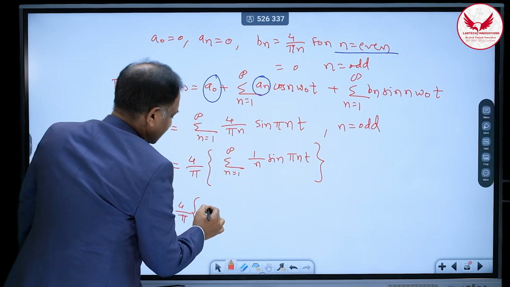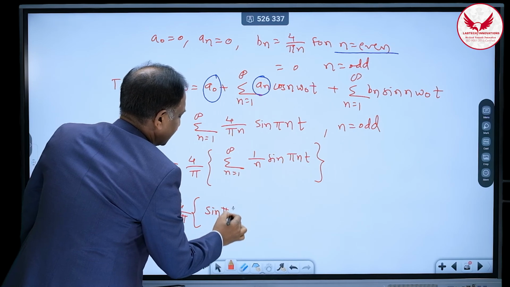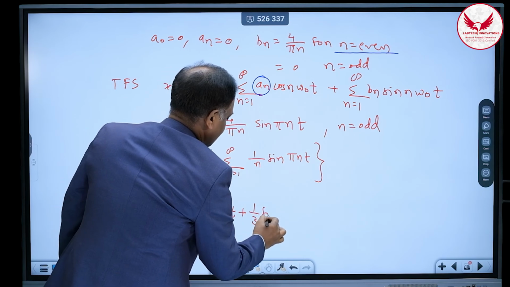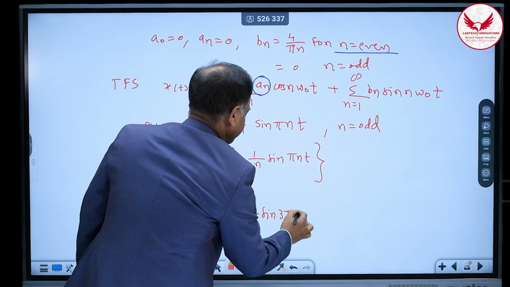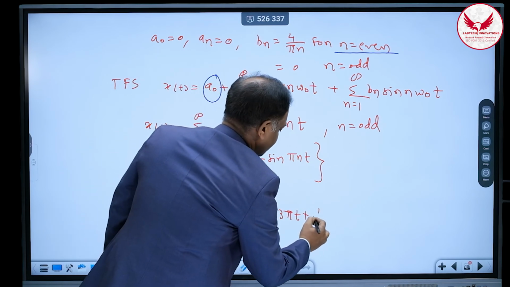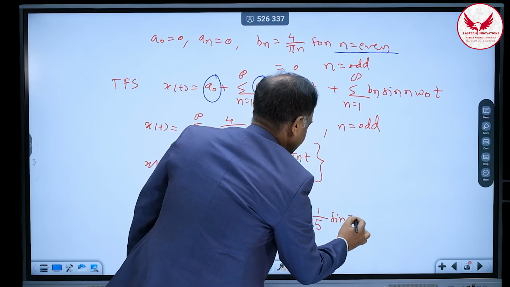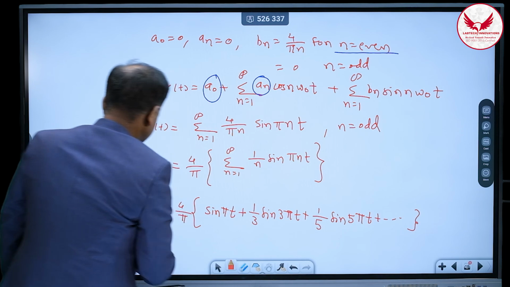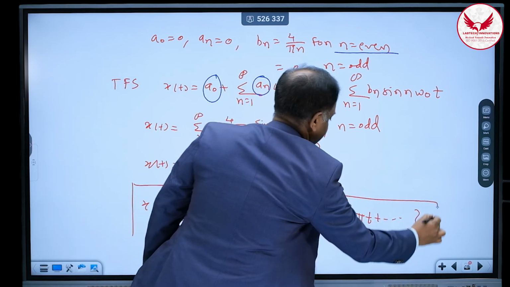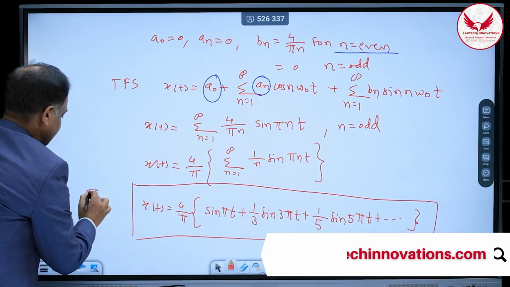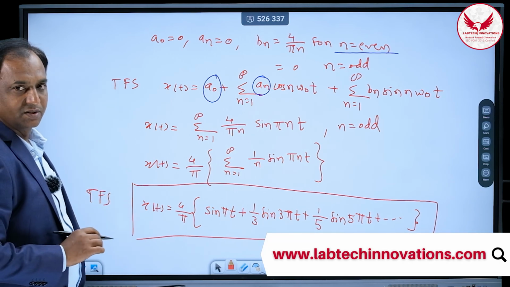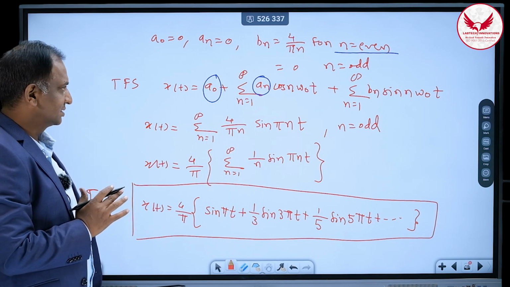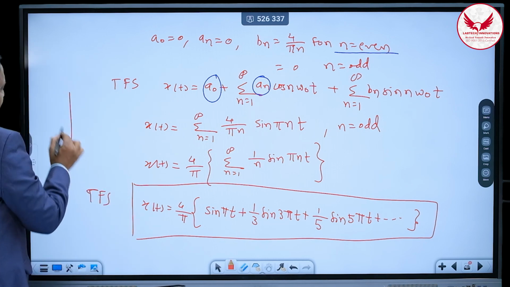Now you substitute the values of n, so x of t is equal to 4 upon pi, for n is equal to 1 it is sine pi t, for n is equal to 3 plus 1 upon 3 into sine 3 pi t, plus for n is equal to 5, 1 upon 5 sine 5 pi t, plus so on. So this equation represents the trigonometric Fourier series. If you look at this equation, we have represented x of t in terms of sinusoidal components with the fundamental and harmonic frequencies, meaning the square wave, by which the signal is represented.